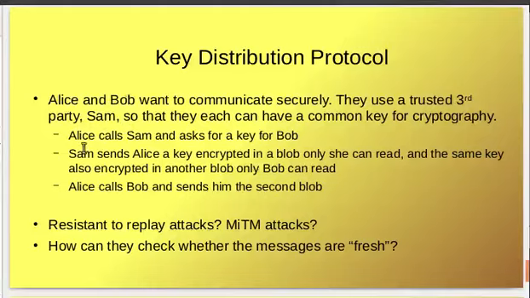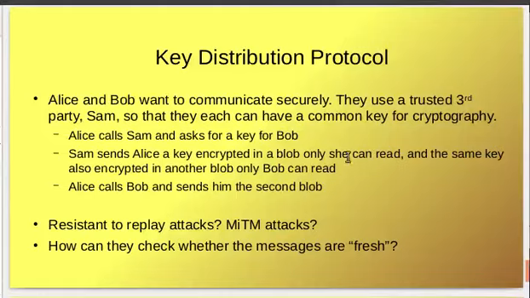Okay, so the first thing that has to happen is one of these people has to get in touch with Sam and ask for a key for the other person. In this case, Alice calls Sam and asks for a key for Bob. So Sam sends Alice a key encrypted, so that if someone does actually snoop on this traffic, they cannot figure it out because it's encrypted. That's in a blob that only she can read, so only she can decrypt ideally. Of course, if someone who's eavesdropping can somehow get access to the key and can decrypt it, then the game is up.